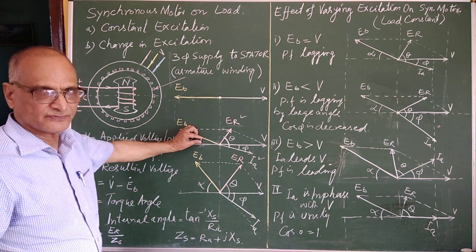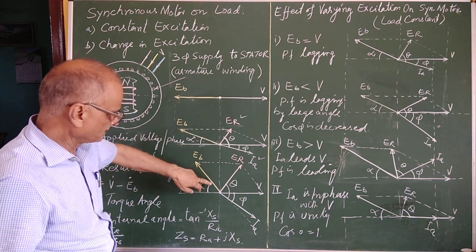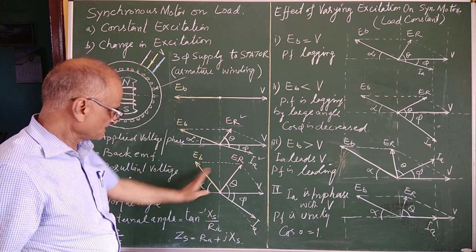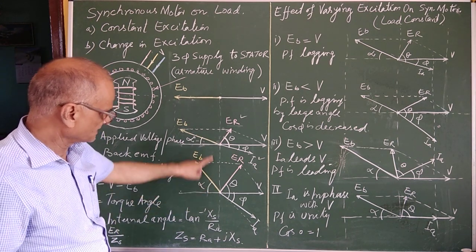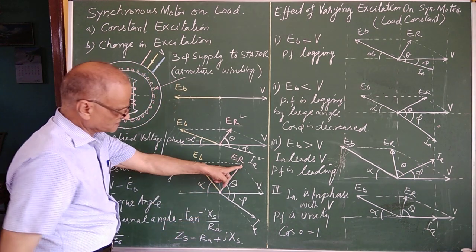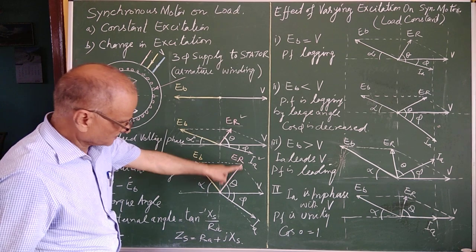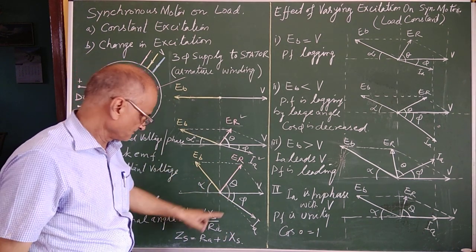At no load, this alpha is small. When we increase the load, this load angle increases, and this EB falls back further by an angle. This alpha is greater than this alpha, and again the resultant EMF is increased. Resultant current is also increased. And this theta is fixed.